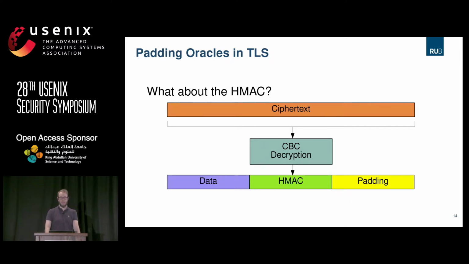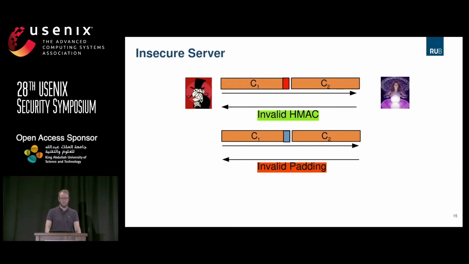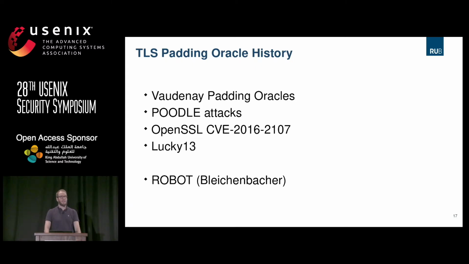So how does this actually look in TLS in practice? An insecure server will respond to some messages with an invalid HMAC alert, and to other messages it will respond with an invalid padding. So there are two different behaviors which we can actually observe in a vulnerable server. A secure server will always respond the same way, and it's not distinguishable by an attacker whether the padding was valid or invalid. So TLS padding oracles are nothing new.